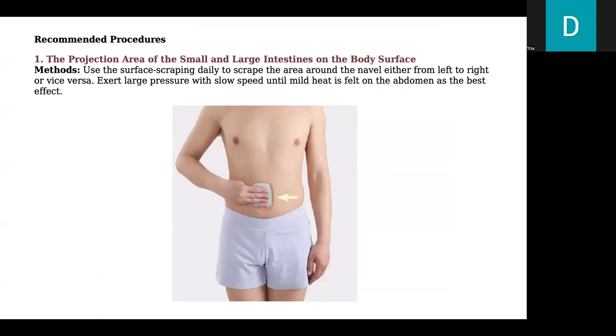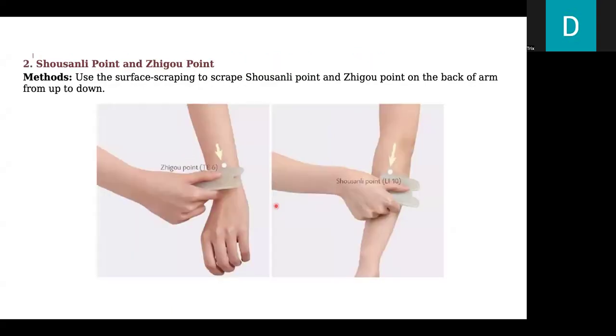Recommended procedures. First, the projection area of the small and large intestine on the body surface. Use the surface scraping daily to scrape the area around the navel, either from left to right or vice versa. Exert large pressure with slow speed until mild heat is felt on the abdomen as the best effect. Next, Shousanli point and the Quchi point. Use the surface scraping to scrape Shousanli point and Quchi point on the back of the arm from up to down.